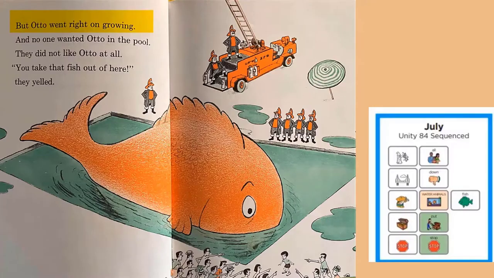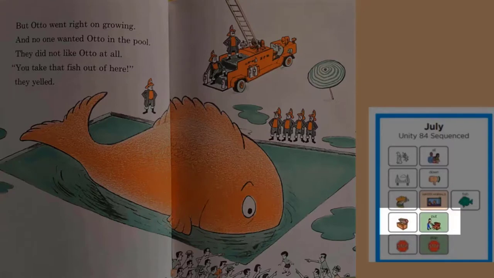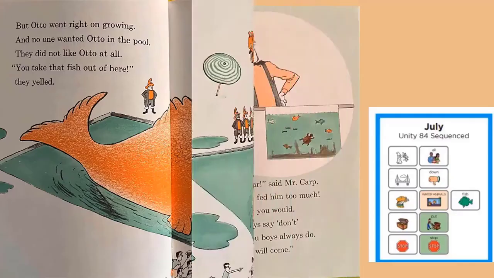But Otto went right on growing. And no one wanted Otto in the pool. They did not like Otto at all. "You take that fish out of here," they yelled. All the people are mad that they put Otto in the pool. What should they do now? And will Otto ever stop growing?